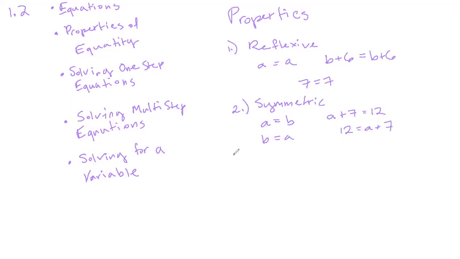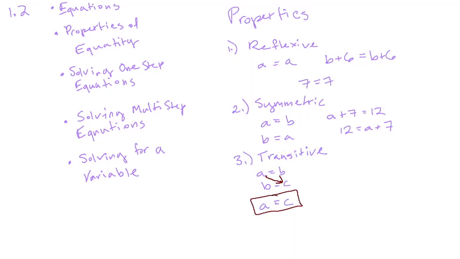The next property of equality that I want to talk about is the transitive property. And the transitive property basically says this: if I have A is equal to B, and then I have B is equal to C, then A is equal to C. I'm going to draw this arrow to show you what's going on. I'm saying my A is equal to some number B, that B is equal to some number C, so therefore my A is going to be equal to C.